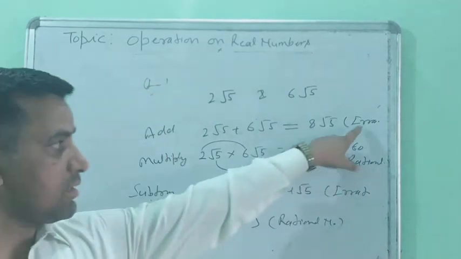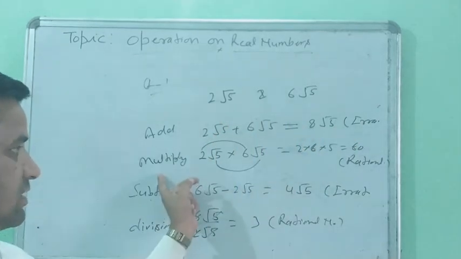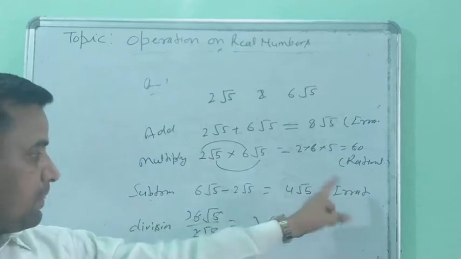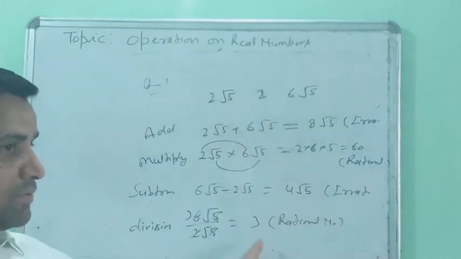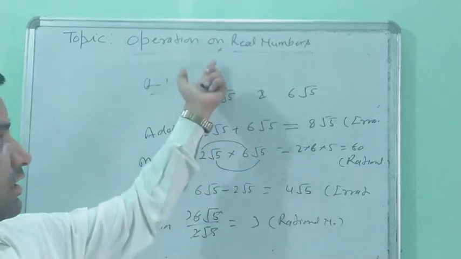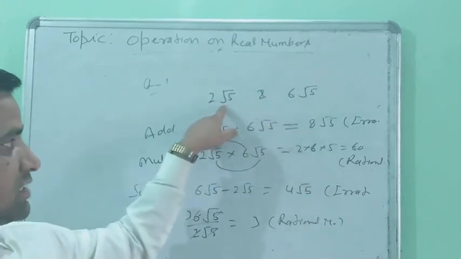The result: when you add, the result is irrational. When you multiply, the result is rational. When you subtract, the result is irrational. And when you divide, the result is rational. So this is the property of rational and irrational numbers. This type of number is called real numbers.